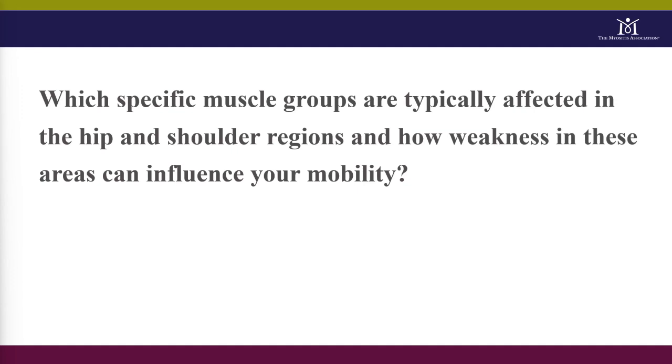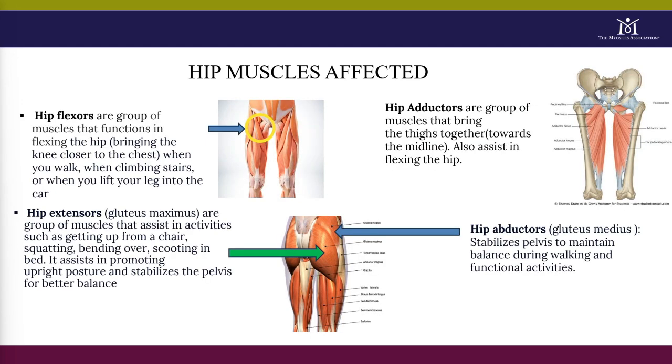So in myositis, as I mentioned before, we often see a distinct pattern of muscle weakness affecting the shoulders and the hips. In the following slides, I will break down which specific muscle groups are involved in the shoulder and the hip regions, and we will explore how weakness in these areas can impact your mobility.